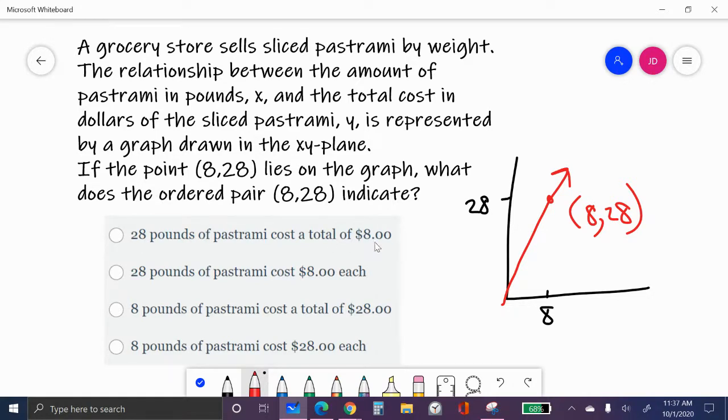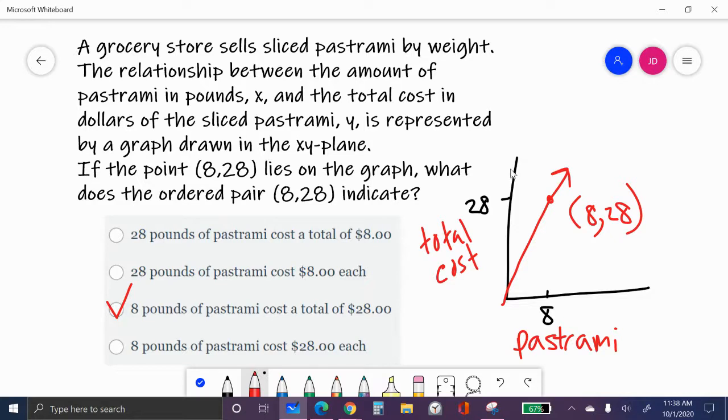28 pounds of pastrami cost $8? No, it says the pastrami is in pounds. So this is the pastrami down here, and this is the cost. The total cost is on the y-axis. So the total cost is $28 for 8 pounds of pastrami. So 8 pounds of pastrami cost a total of $28. That's how you would figure that out.